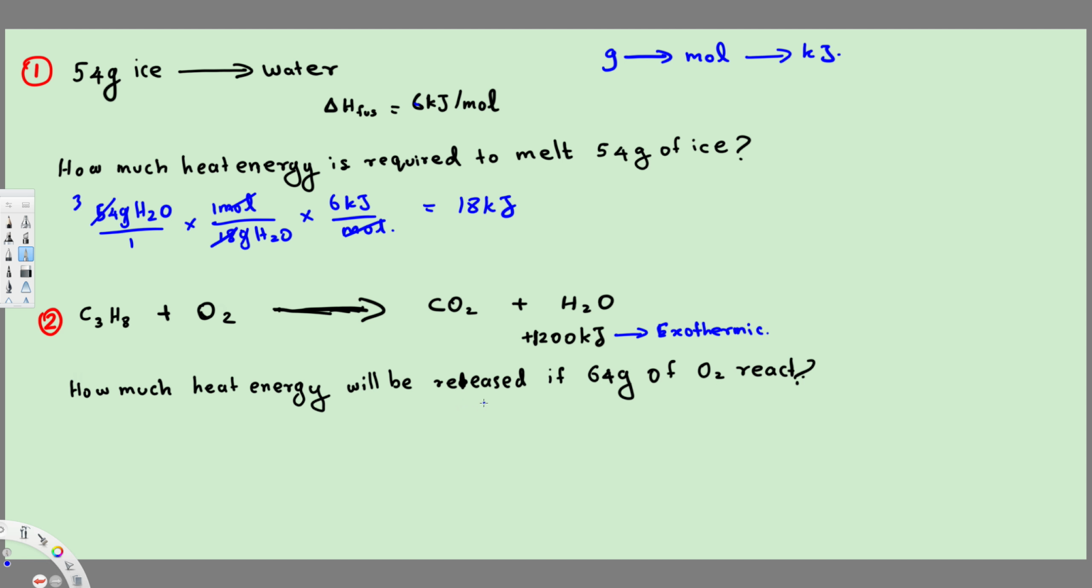Exothermic. And the question is asking how much heat energy will be released if 64 grams of O2 react. So before we do that, we have to balance this equation. Whenever we have a combustion reaction, we first balance the carbon dioxide, and if you count the carbon on the left side, we have 3. So we balance this one.